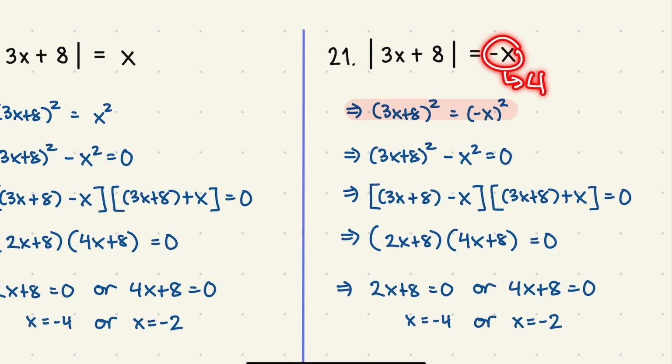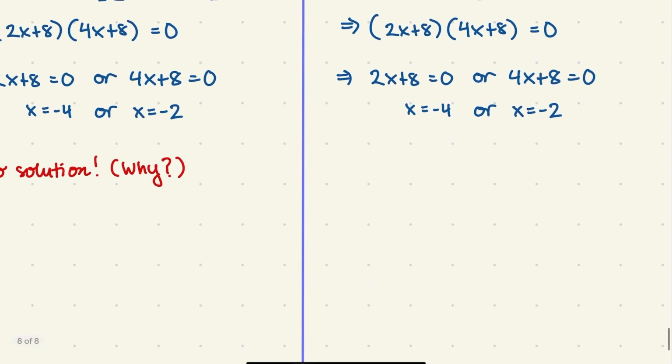And in fact, you can check that if you plug in -4 out here, so let's see, this one becomes negative 4. So we have 3 times -4 plus 8, that is -12 plus 8, that is -4. Take the absolute value, you get 4. So these two will be the same. So this one is actually a correct value out here.